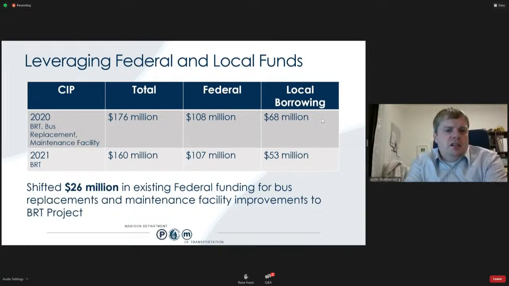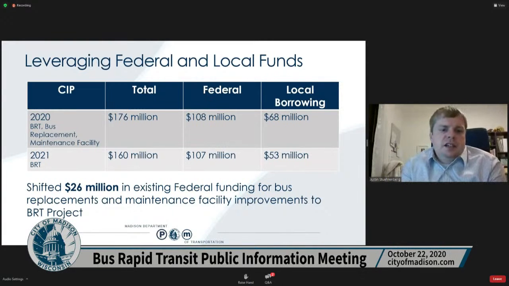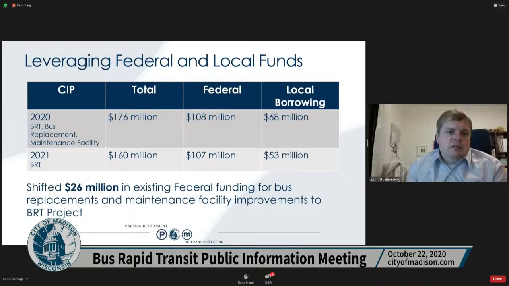With the service change, as well as combining our maintenance facility upgrades into the BRT budget, which was previously a separate line item in the budget, we were able to leverage federal funding to make the project more competitive and at the same time lower our local borrowing requirement. So you can see here, in last year's budget, there were 3 separate projects for BRT, bus replacement, and the maintenance facility that totaled $176 million. And we were asking for about 75% share from the FTA on the BRT component only.